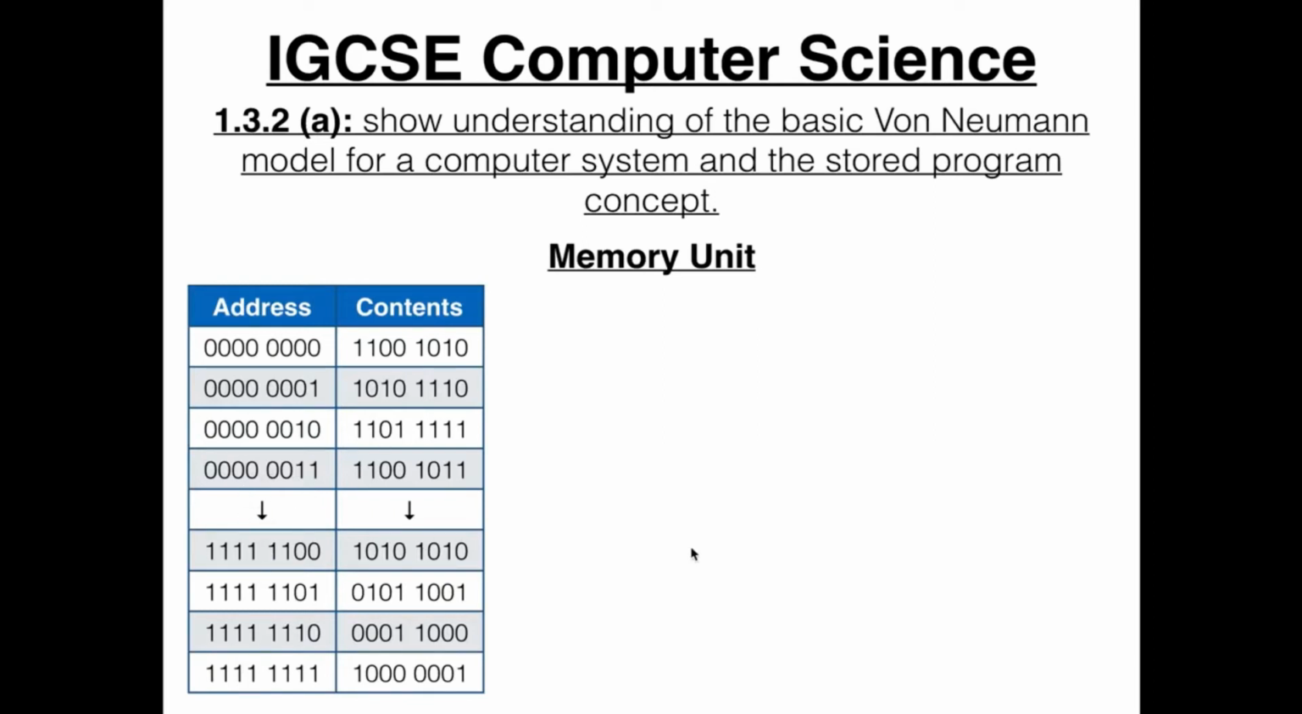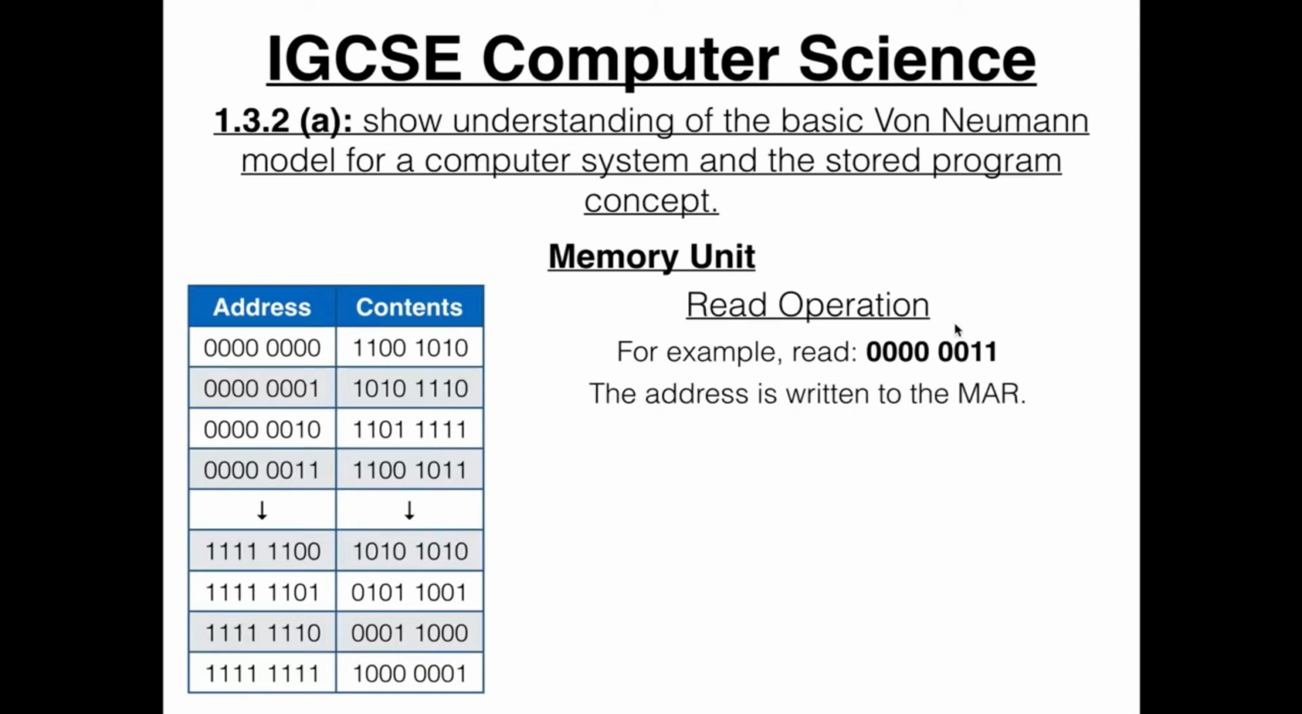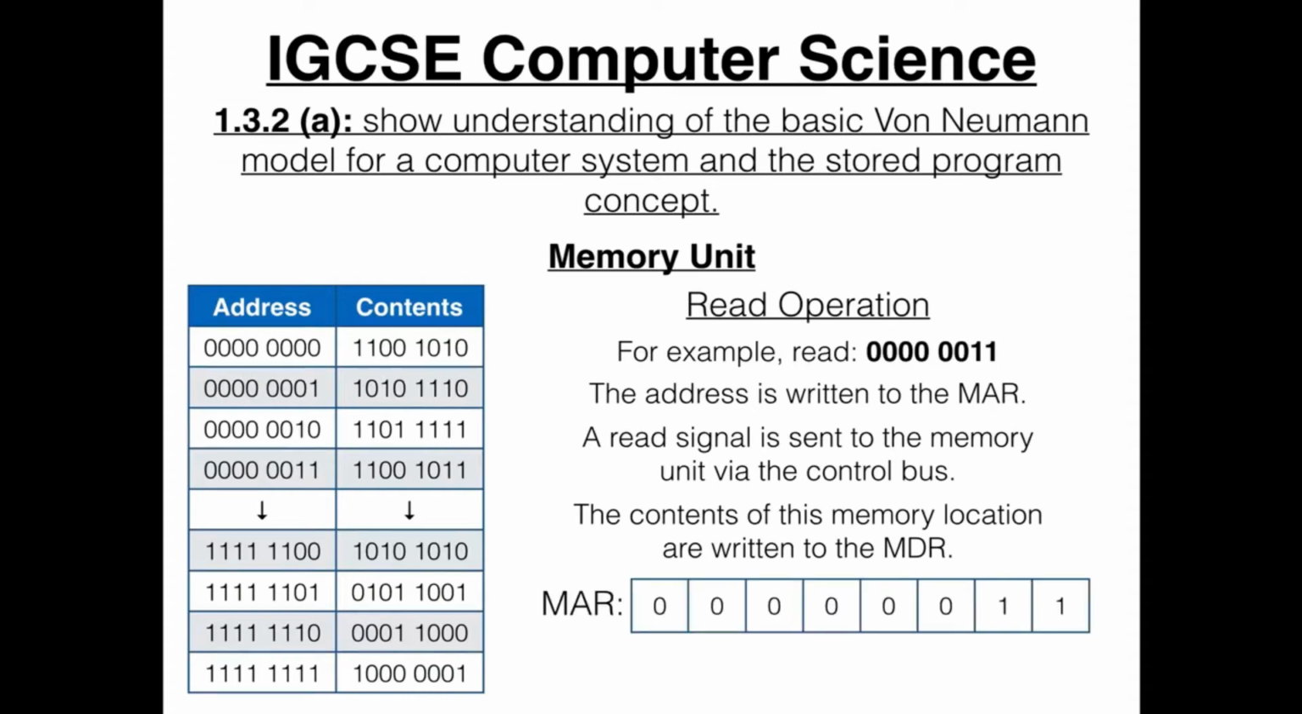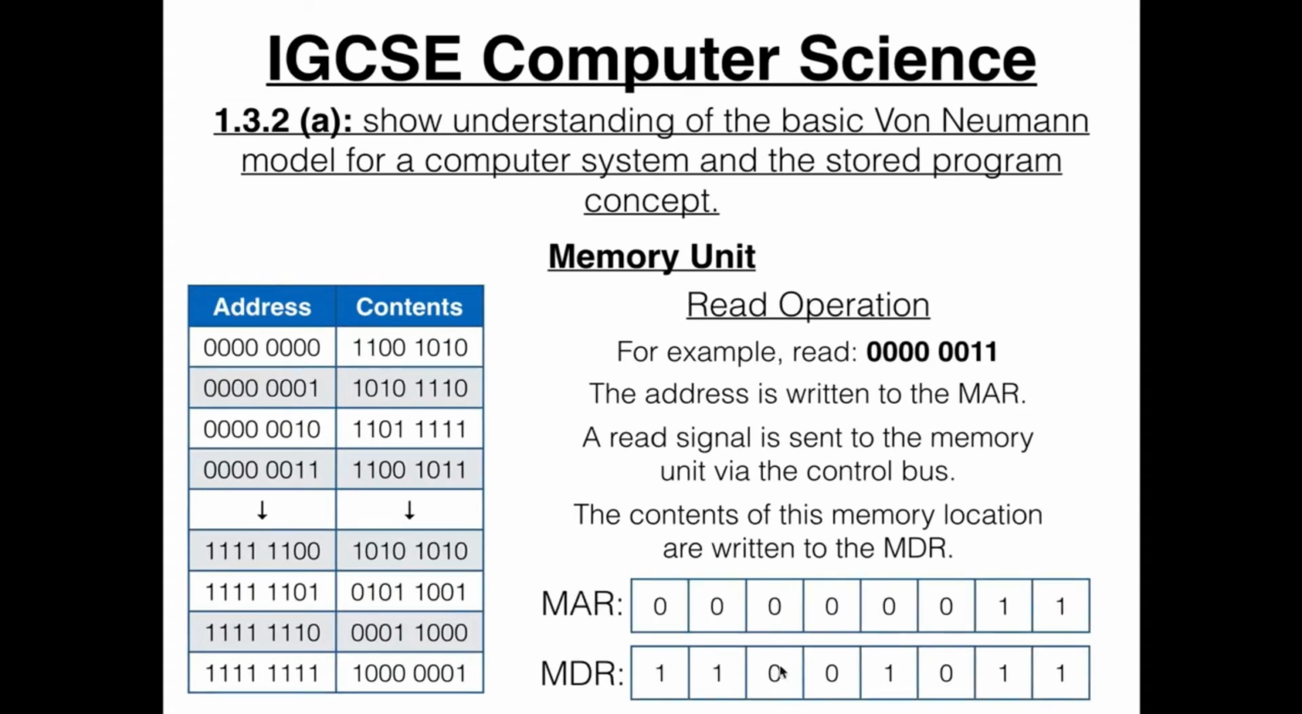So how are the registers actually used with the memory unit? Let's look at the read operation. For example, if we want to read the contents in this location right here, the address is written to the MAR. A read signal is sent to the memory unit via the control bus. The contents of this memory are written to the MDR. So the MAR would look like this, the MDR would look like this.